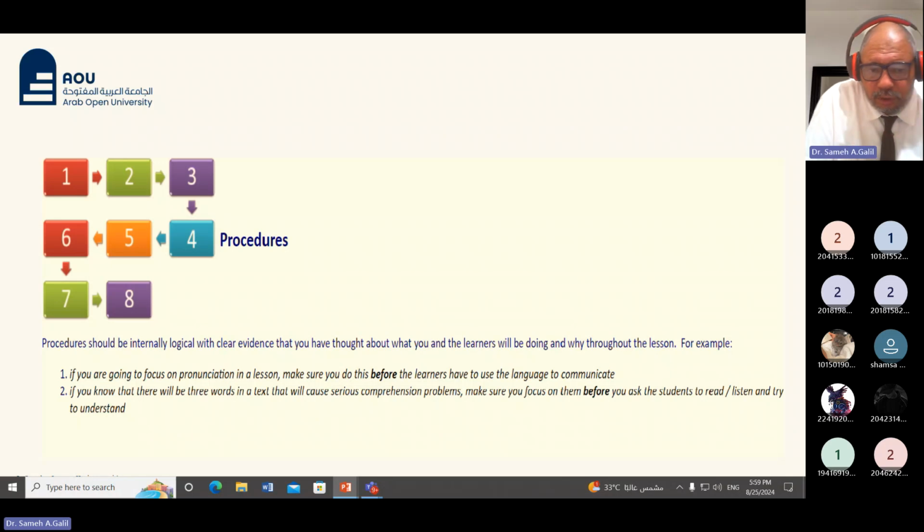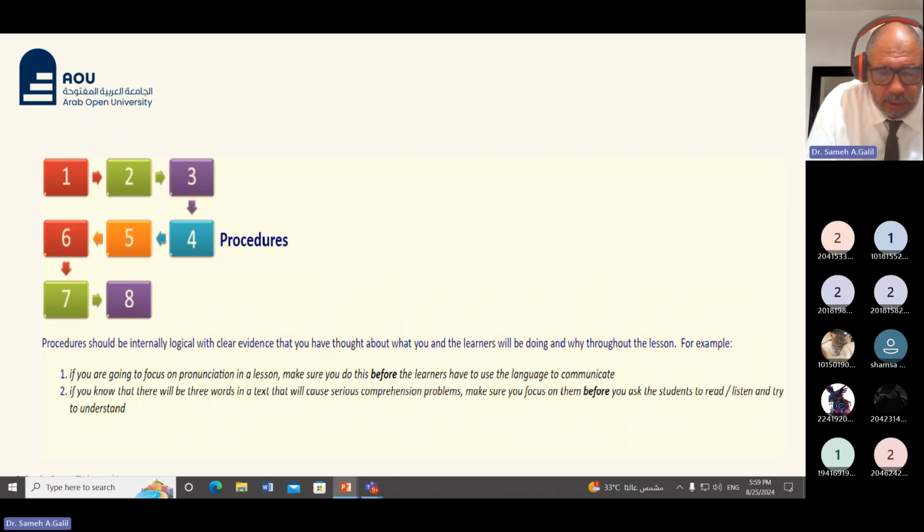So procedures are steps that you take in order to achieve something, and obviously they have to be logical, right? So procedures should be internally logical with clear evidence that you have thought about what you and the learners will be doing and why throughout the lesson. Again, procedures have to be presented and offered in a logical way. And we have an example here.